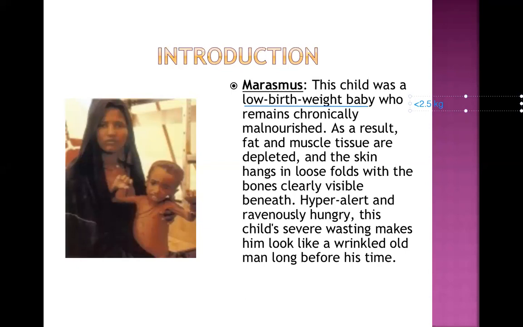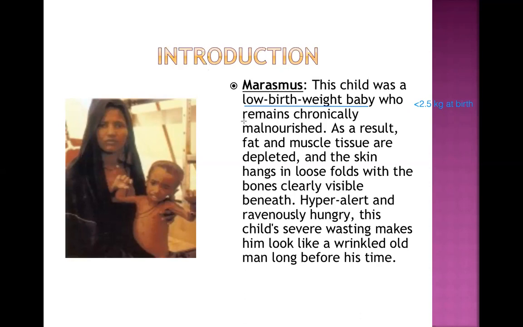Less than 2.5 kg at the time of birth, irrespective of period of gestation, is called low birth weight. We don't care whether that baby is preterm, term, or post-term. That is not considered. If the weight is less than 2.5 kilo, it is a low birth weight baby. So usually these babies are born low birth weight and remain chronically malnourished.